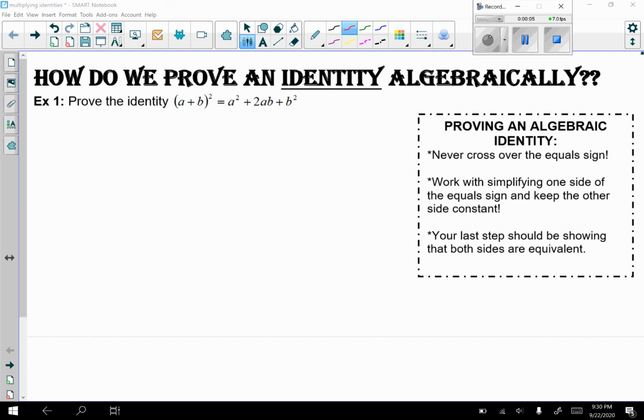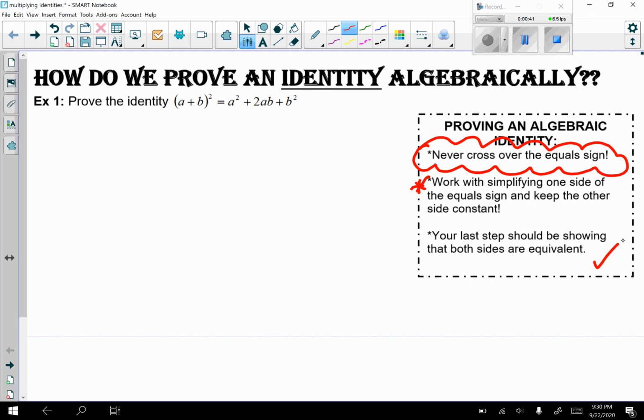In algebra, sometimes we are asked to prove identities. So just like in geometry, where you are asked to complete a proof, you were given that, and then you had your goal for the end, what you wanted to have as your final statement. It's similar here in algebra, but we have a left side and a right side of an equal sign. You are never going to cross over the equal sign. That's super important. You're going to work with one side at a time. And then your last step should be showing that they're equal. And then I'm going to put a check. I've proved it. I'm done.